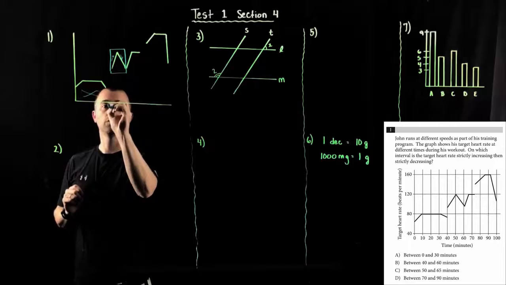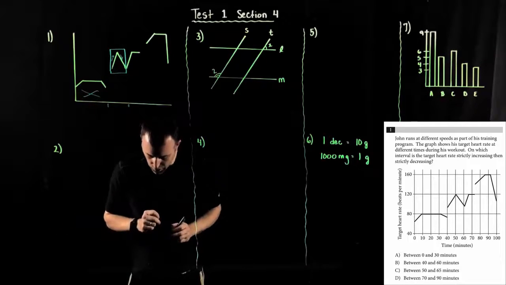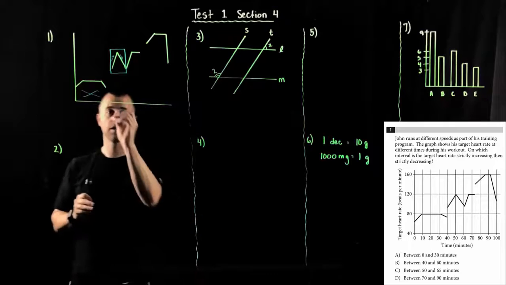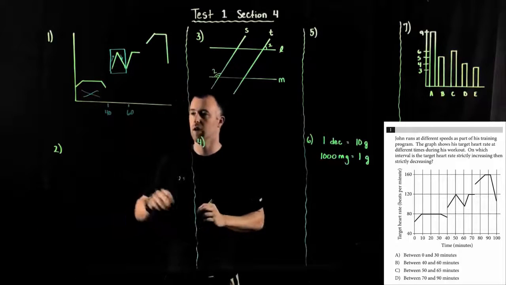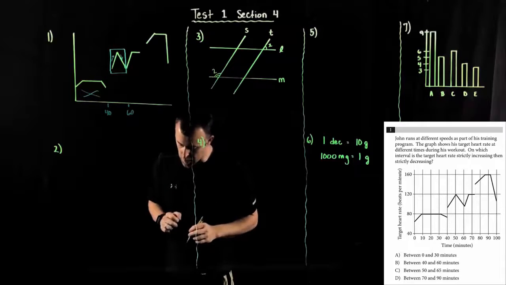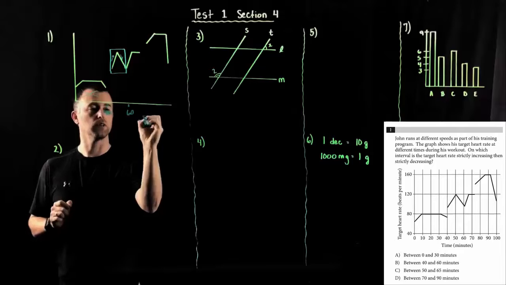So what we want to do is see when that occurs. You look at your chart, and that's going to occur between 40 and 60, because 40 is where it starts, 60 where it ends. So that's going to be our answer. That's going to be between 40 and 60 minutes. So that's going to be answer choice B.